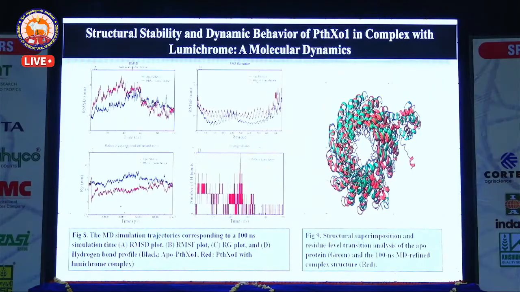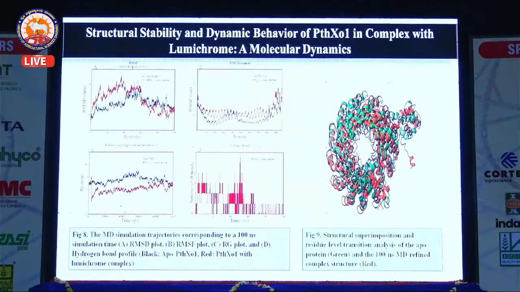The RMSD plot also shows that in the initial phases there was fluctuation, but towards the 100 nanoseconds the entire complex was stable. And when we looked at the RMSF, that is the root mean square fluctuation, only controlled fluctuation was there, and the radius of gyration also showed that the entire protein structure was compact, and a greater number of hydrogen bonds was found throughout the entire simulation over time, which shows the stable nature of the complex.